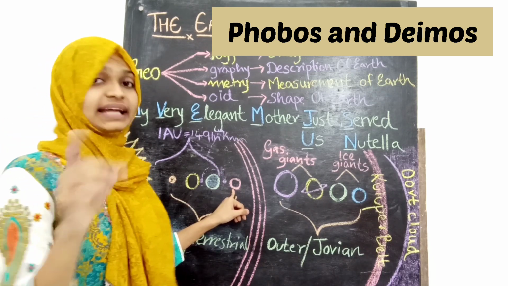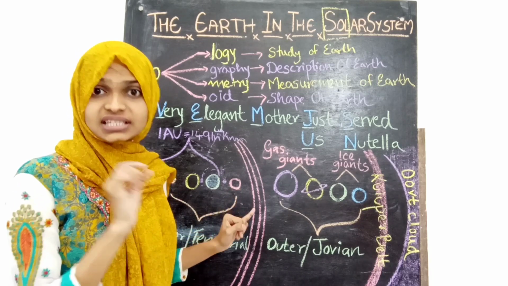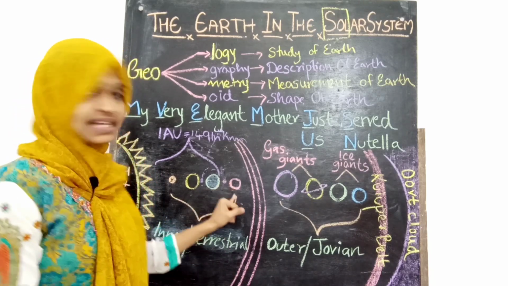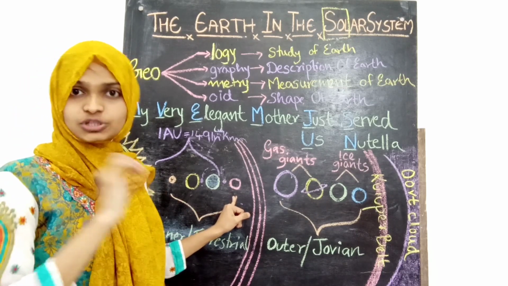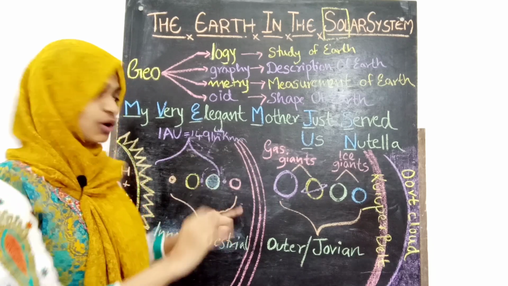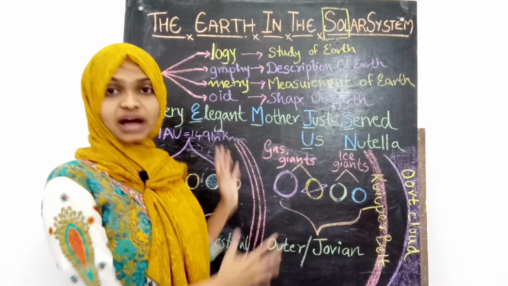Now, you should note that Deimos, which is the moon of Mars, is the smallest moon in the entire solar system. Mars has 2 moons, which are Phobos and Deimos, and the smallest moon in the entire solar system, Deimos, belongs to Mars. Now, Jupiter, Saturn, Uranus and Neptune are outer planets.